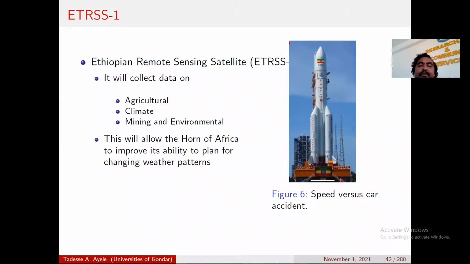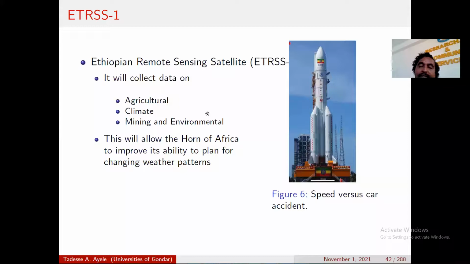Two or three years ago, Ethiopia launched the Ethiopian Remote Sensing Satellite, ETRSS-1, and it will collect data on agriculture, climate, mining, and environment. So this will allow the Horn of Africa to improve its ability to plan for changing weather patterns. This is the specific purpose of ETRSS-1: to collect agriculture, climate, mining, and environment related data.